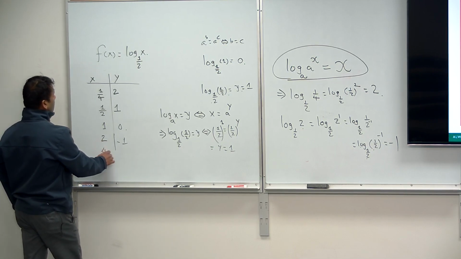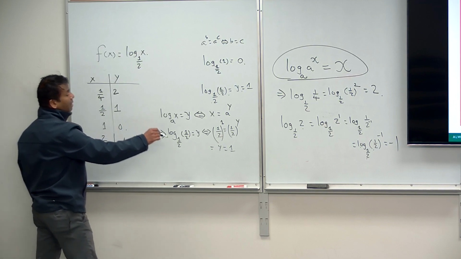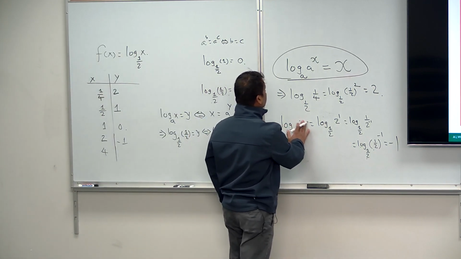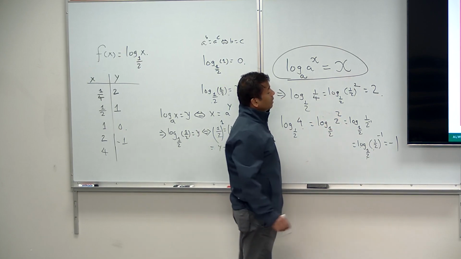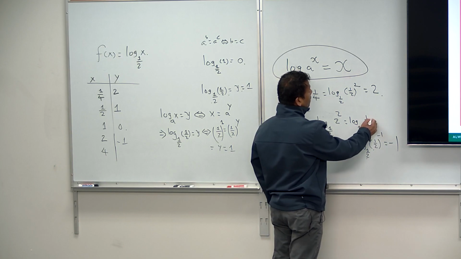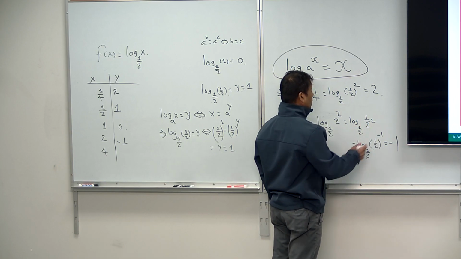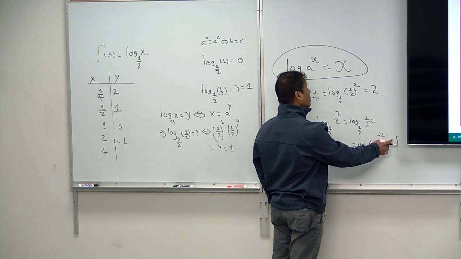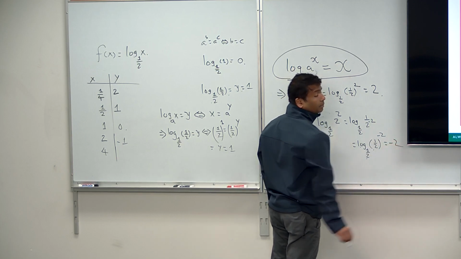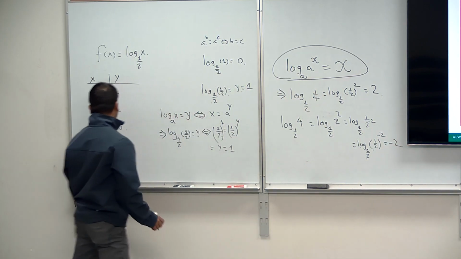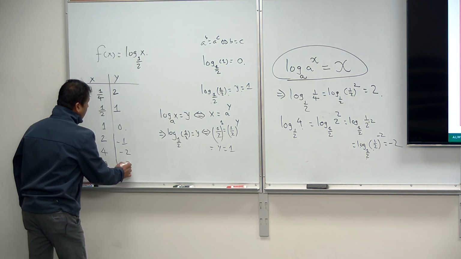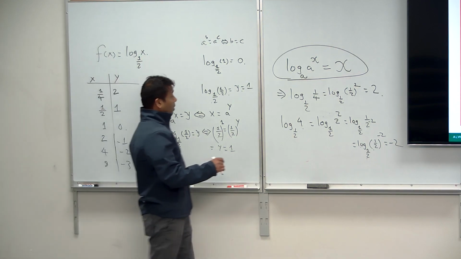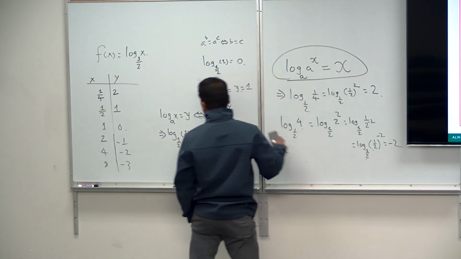Right? So if you have a 4, if you apply the same here, let's say this is 4. So this is 2 squared. This is 2 to the power -2. So this is 1/2 to the power -2. So this is what? -2. So this will be -2. And if you plug in 8, this will be what? -3. Now, you can draw the graph.